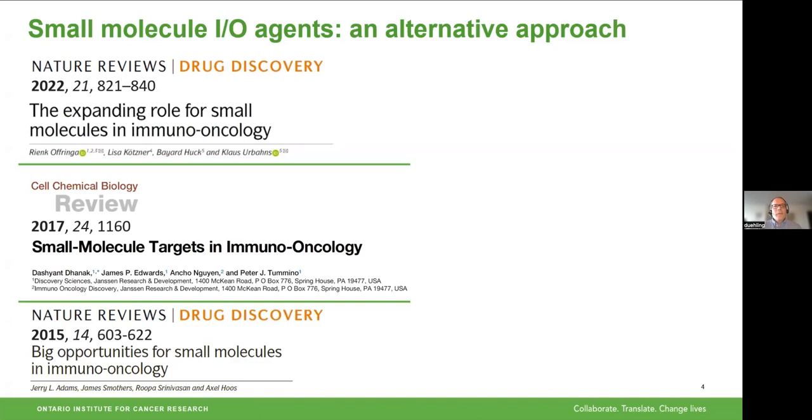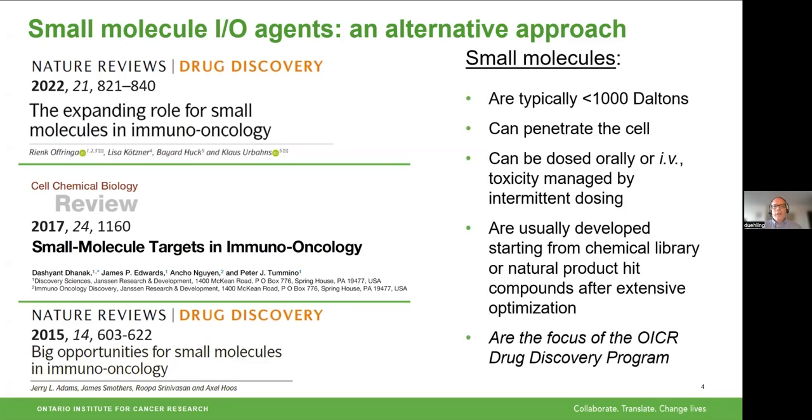And before I go further, I should try to define a little bit more about what a small molecule is. Small molecules are typically drugs that are less than 1,000 Daltons. They can penetrate the cell, which is a very important attribute because of their size, and they can be dosed orally or IV. And the real attribute is that the toxicity can be managed more conveniently than, say, monoclonal antibodies, which have long half-lives, by intermittent dosing.